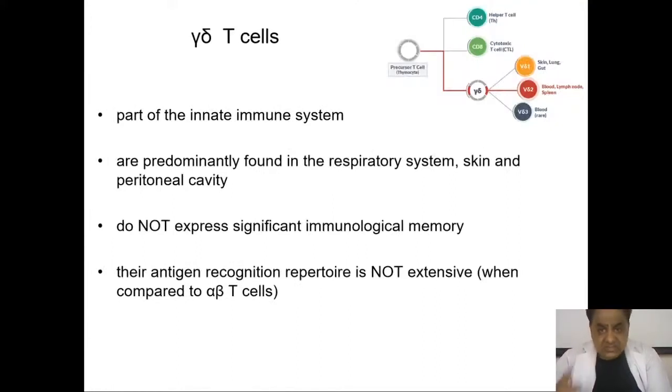Then in T cells, the conventional T cells are called the alpha beta T cells, right? We have studied that in biochemistry. But then we have the gamma delta T cells. These are part of the innate immune system again. These are found predominantly in the respiratory system, skin, and peritoneal cavity. Although they don't express significant memory and their antigen repertoire is not as extensive, they are able to recognize and alert the body of an invading organism. They are also of three types now, gamma delta 1, 2, and 3, of which type 1 is the most well-known, predominantly available as a part of the immune system, and most studied.